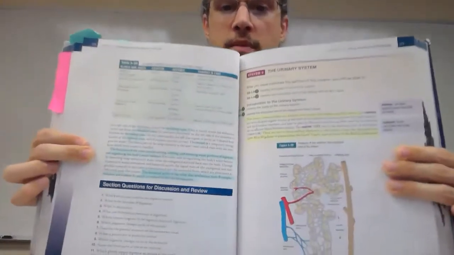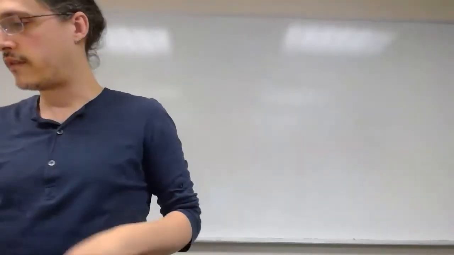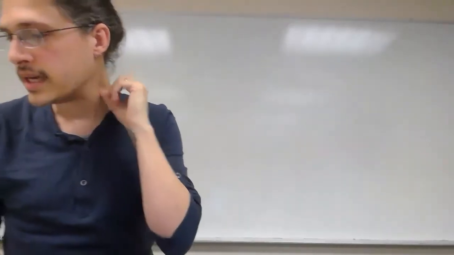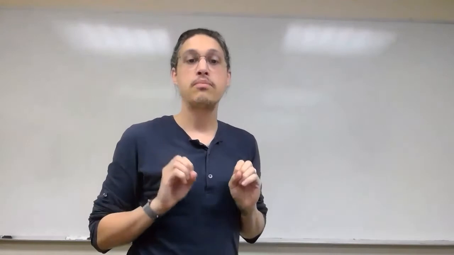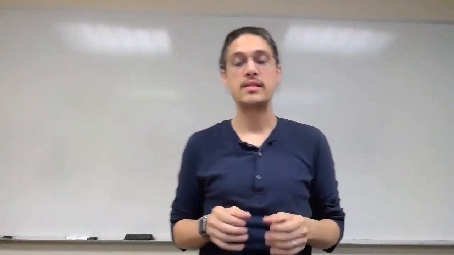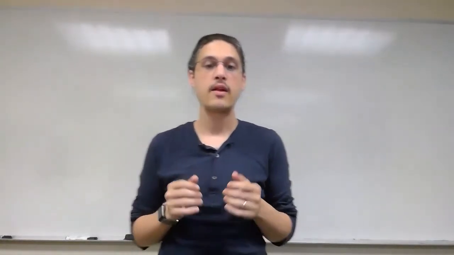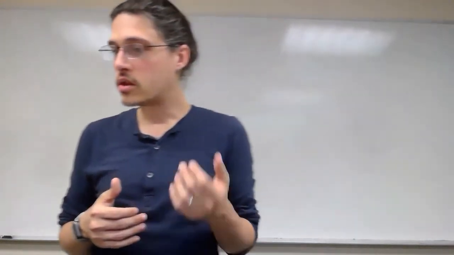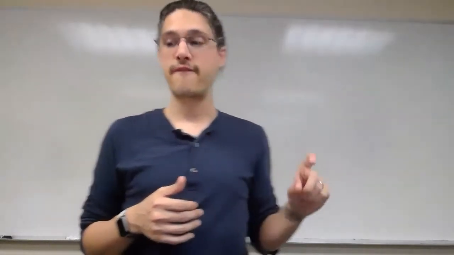The urinary system section starts on a page that looks just like this. Now, the function of the urinary system is to rid the bloodstream of particular toxins and make sure those toxins are filtered out and removed from the body. This is done by urination. So the first thing I want you to highlight is the very first sentence.